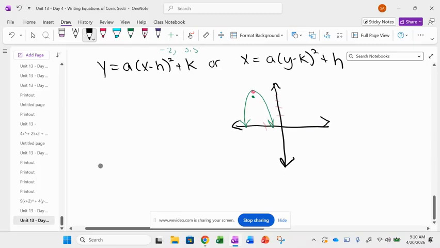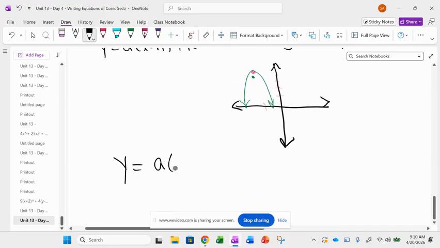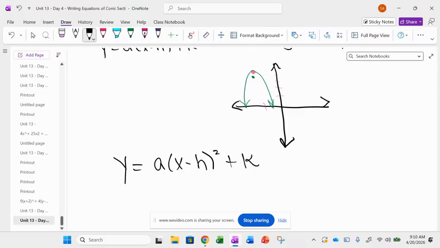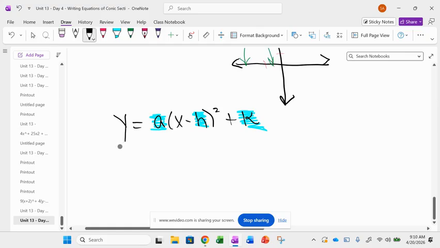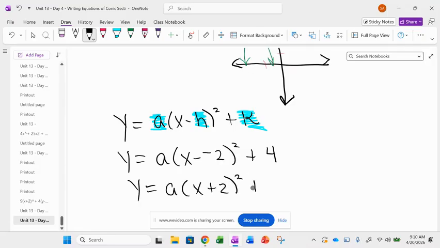So we're going to have this equation, y equals a times the quantity x minus h squared plus k. So now I need values for h, k, and a. Luckily for me, I have my vertex, which is h comma k, so I can plug that in right away. So y is equal to a times the quantity of x minus, what was my h? Negative 2, quantity squared plus 4. So this is y equals a times the quantity x plus 2 squared plus 4.